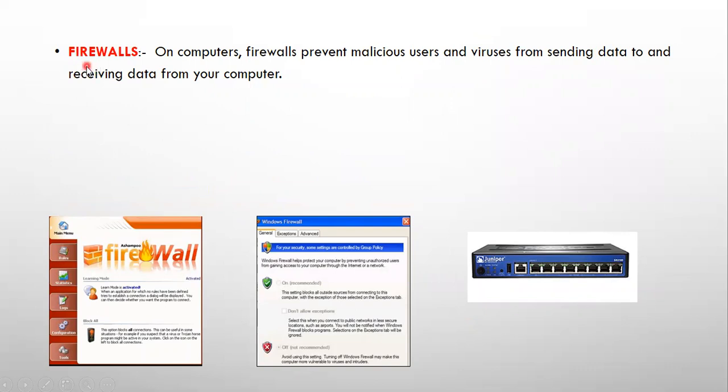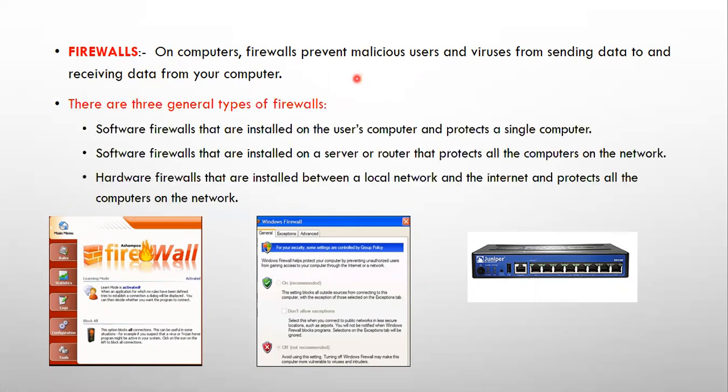Now for security reasons on the network, we also have firewalls, for communicating online. Firewalls come in two forms. Firstly, on computers, firewalls prevent malicious users and viruses from sending data to and receiving data from your computer. So it protects your computer from online activities and malicious users.